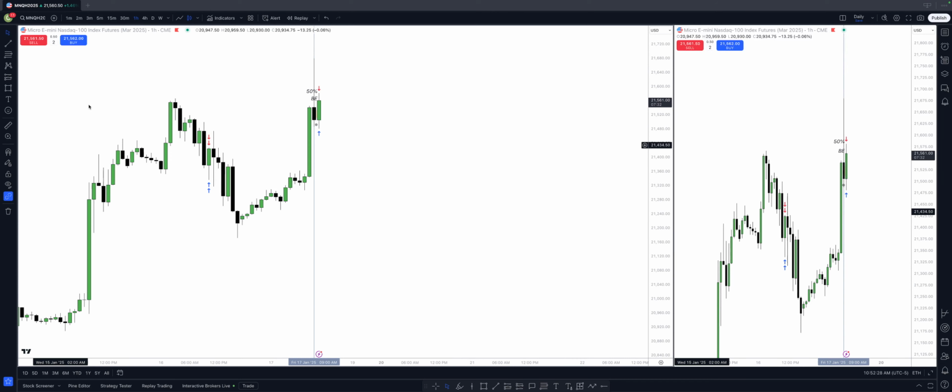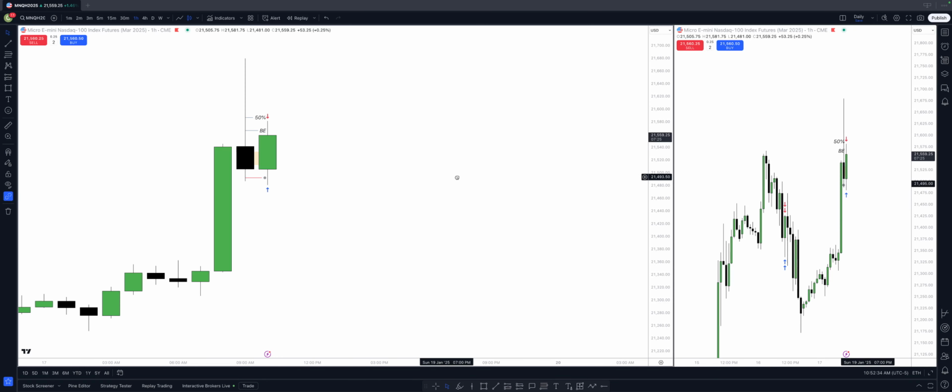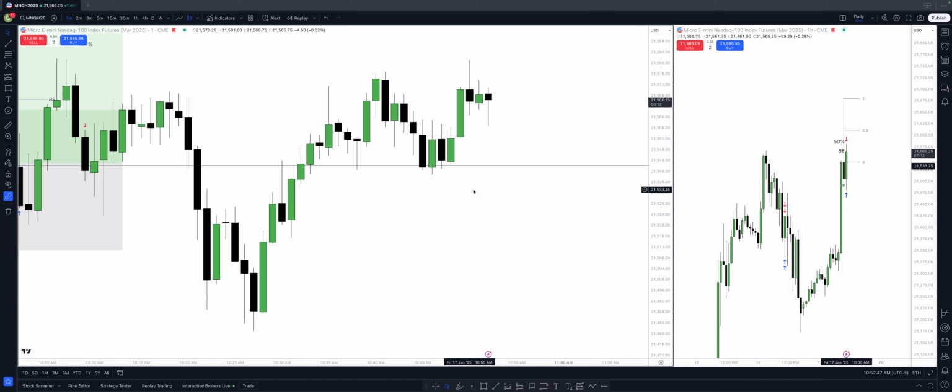Mainly because I didn't really think price was gonna come above here. Oh, that's a little ugly. This is a little ugly. Right. So yeah, that is my target on the 1 minute. Let's do that. Right. So this is my target here.